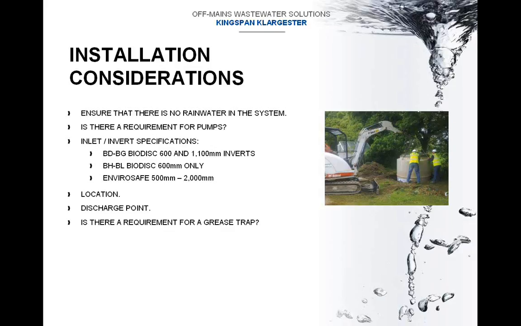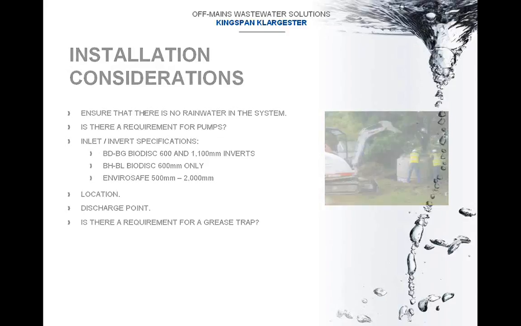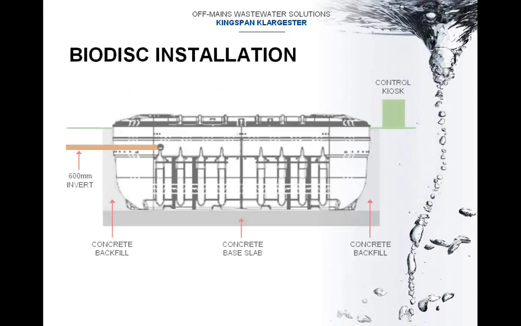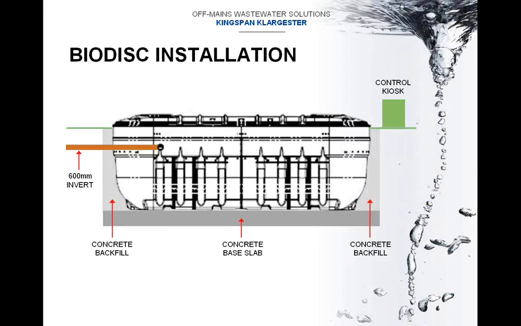Location is critical. Can the plant be easily desludged or maintained? Where is the discharge point? Is there a requirement for a grease trap? This slide shows a typical installation of a biodisk. Note the invert at 600 mm, concrete slab and concrete backfill.